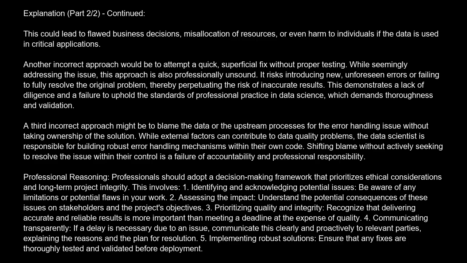2. Assessing the impact. Understand the potential consequences of these issues on stakeholders and the project's objectives. 3. Prioritizing quality and integrity. Recognize that delivering accurate and reliable results is more important than meeting a deadline at the expense of quality. 4. Communicating transparently. If a delay is necessary due to an issue, communicate this clearly and proactively to relevant parties, explaining the reasons and the plan for resolution. 5. Implementing robust solutions. Ensure that any fixes are thoroughly tested and validated before deployment.